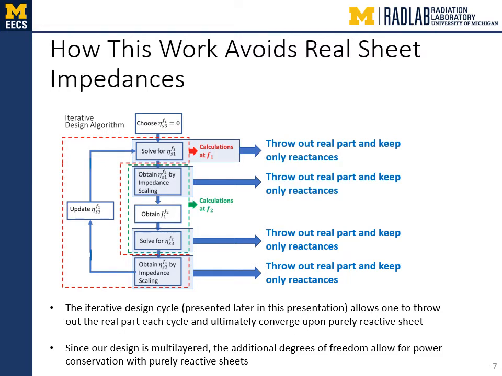The iterative design cycle presented later in this presentation allows one to throw out the real part of the sheet impedance during each cycle of the iterative design and ultimately converge upon a purely reactive sheet. During each pass of the iterative design cycle, the sheet impedances are calculated for each layer at each frequency. Each time they are calculated, we throw out the real part and keep only the reactances. The additional degrees of freedom of the multi-layer design allow us to converge upon purely reactive sheets.